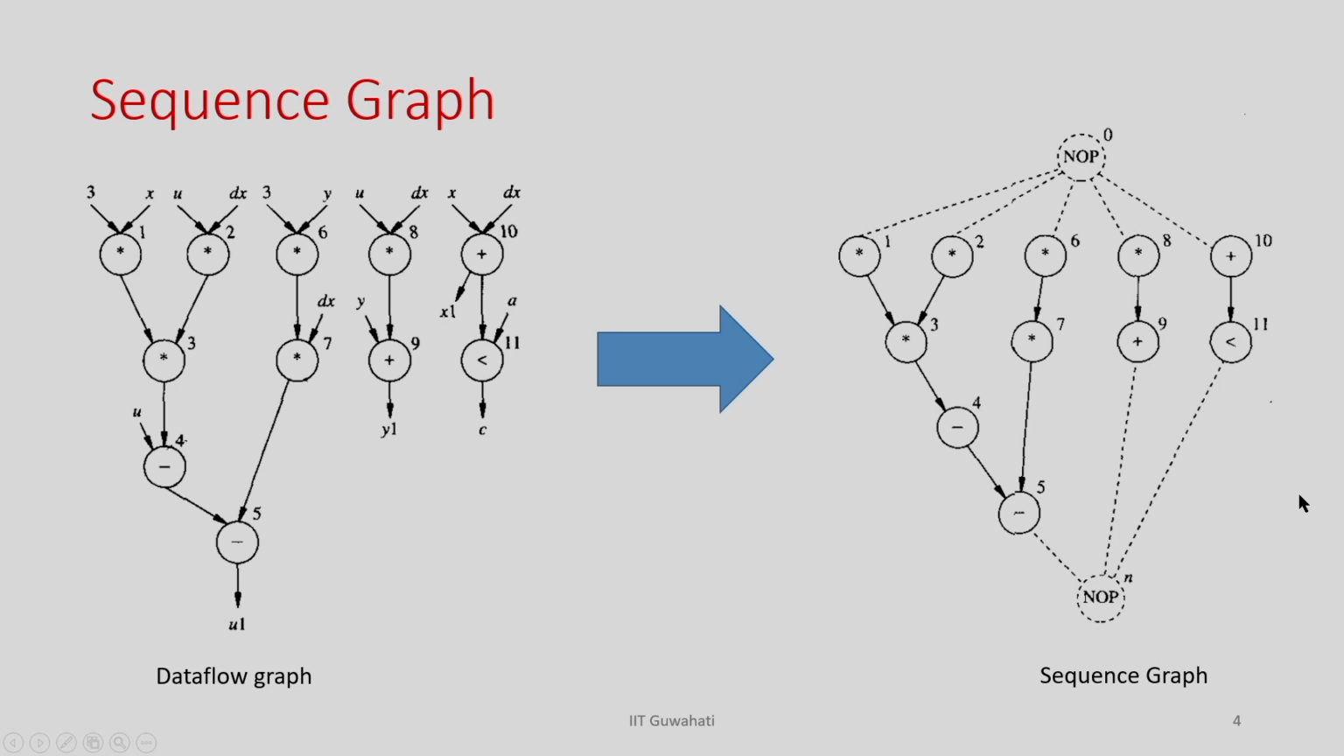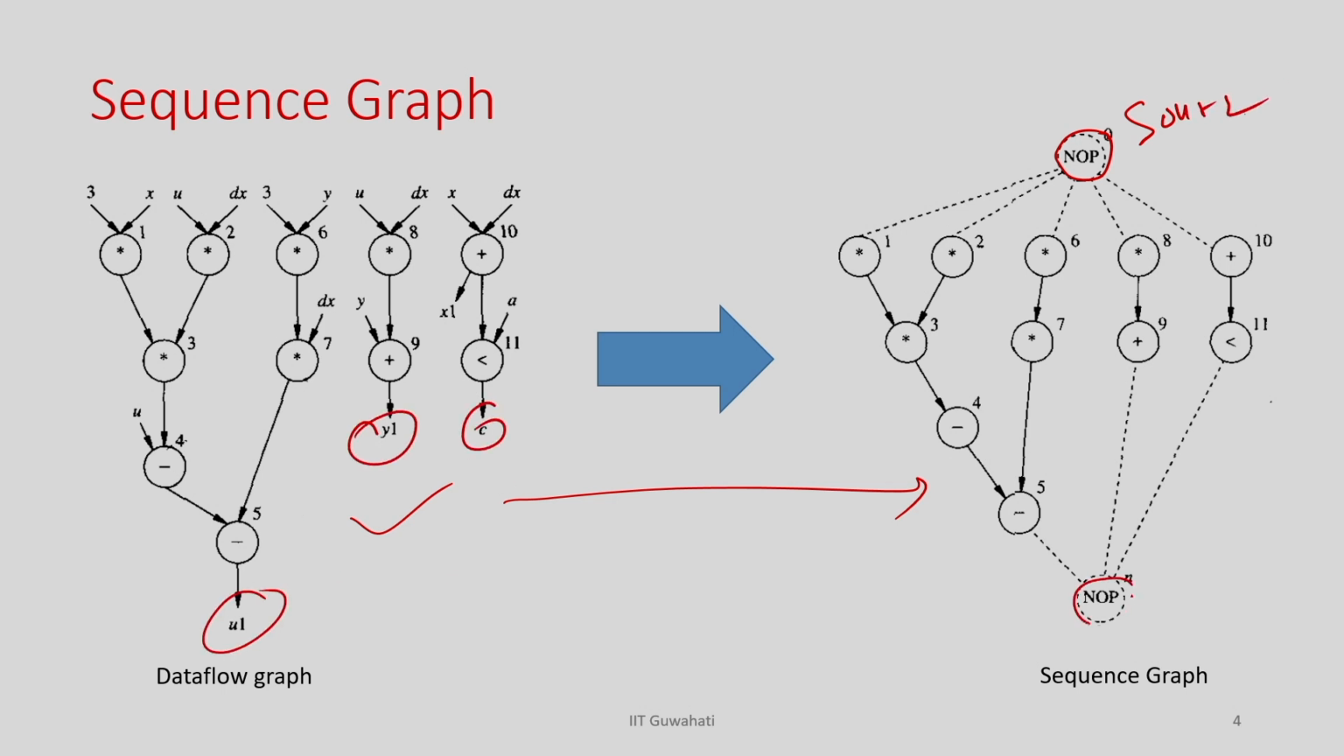So, we have this data dependency graph, and then we convert this into a sequence graph where, instead of keeping all these variable names, because they are not so important during scheduling, we just merge all the inputs into a single node which is called source, and all the outputs into a single node which is called sink, right. This is the model of a basic block. It represents the information of the basic block, the data dependency among the operations, right.